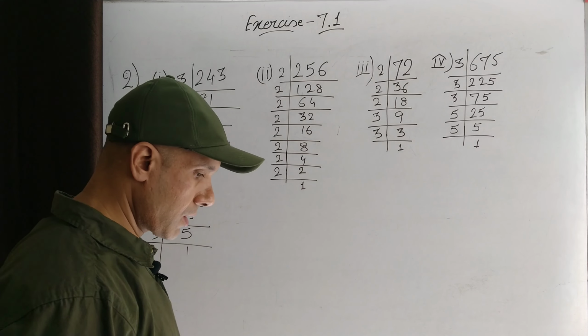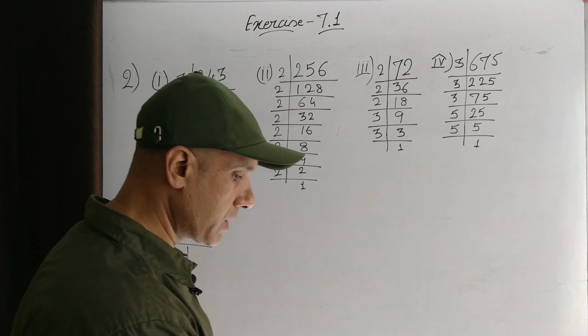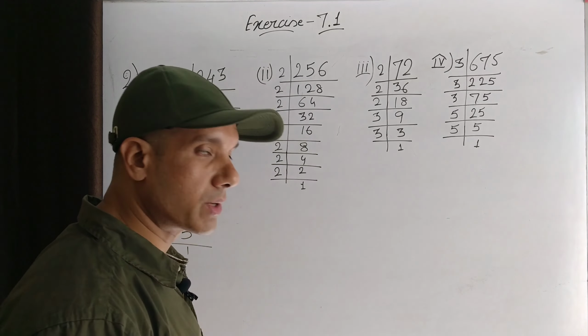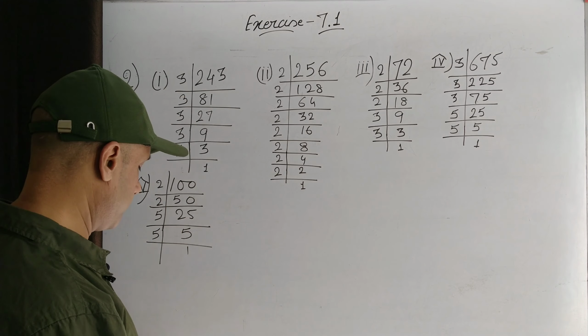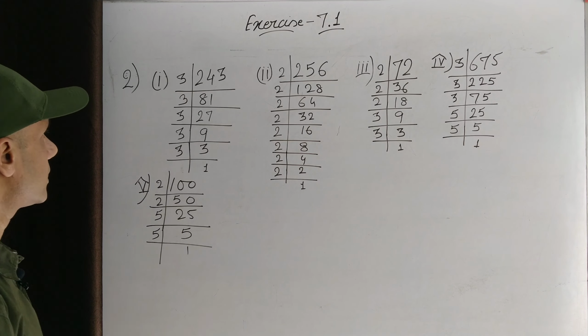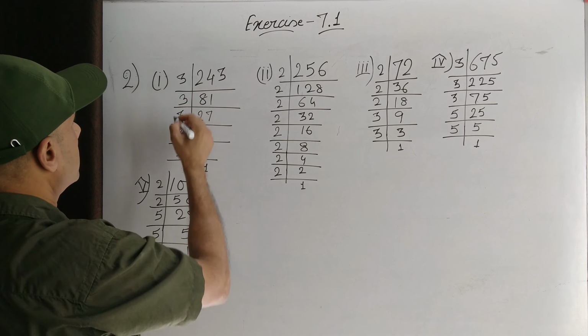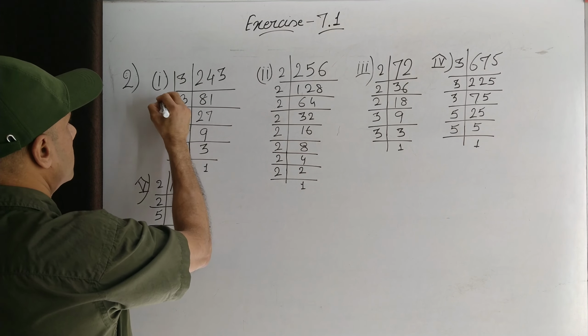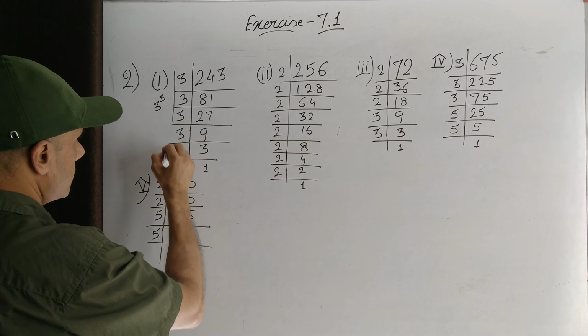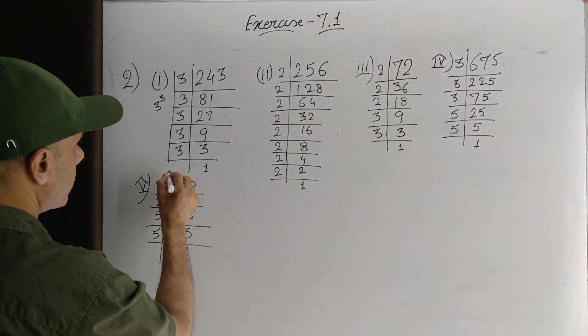Question number 2. Find the smallest number by which each of the following numbers must be multiplied to obtain a perfect square. So I have already derived the prime factors of the number. Let's see. In this case, these 3 are in triplet, so we get here 3 cube. This is not in triplet, they are in pair. So we require one more 3.